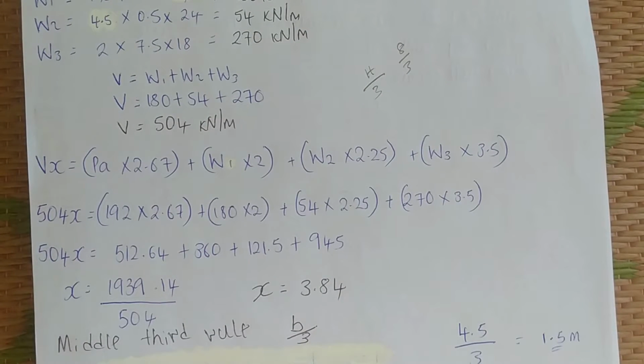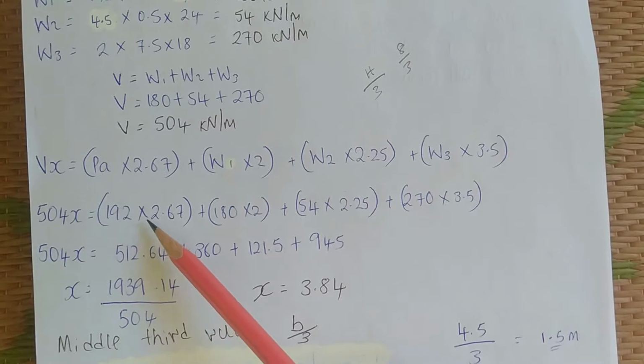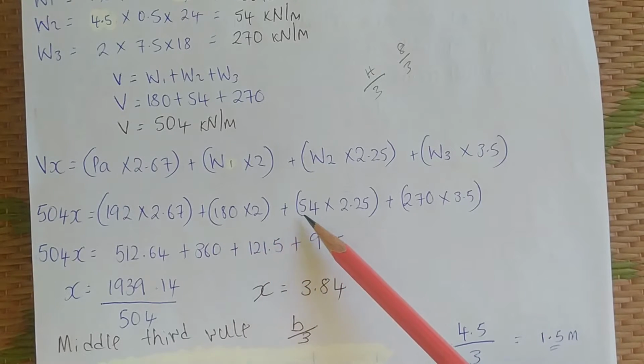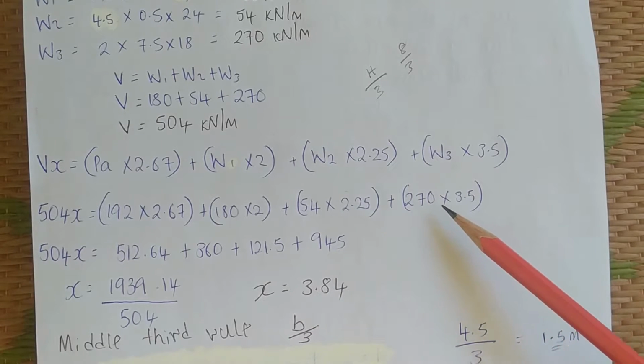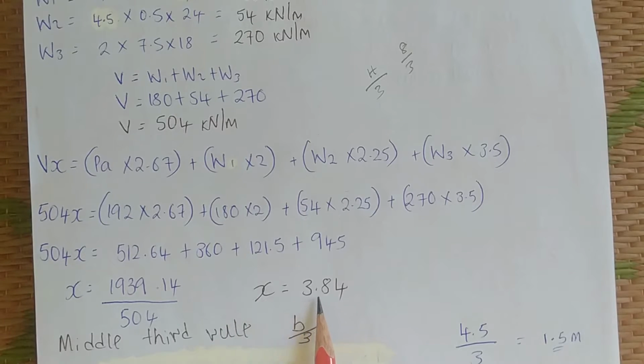And then as we have all the data, we shall find the value of x. So 544, which is our V, is equal to 192 times 2.67 plus 180 times 2 plus 54 times 2.25 plus 270 times 3.5. So when you calculate this, you'll get your x will be equal to 1939.14 all over 544. When you divide this by 544, you'll get your value of x as 3.84.